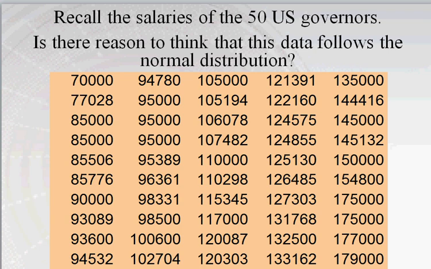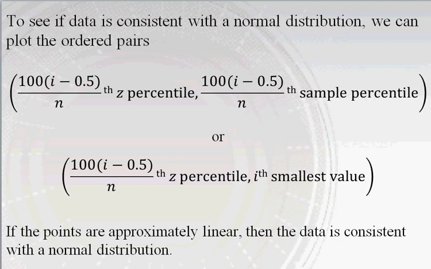The kind of question we'd answer is, here we have 50 salaries of U.S. governors, and the question is, is it plausible to think that the data is approximately normally distributed? Now, clearly there's no physical law that says that the data will be normally distributed, but the question is, is it plausible to model it in this way? The way that we do this is by constructing a probability plot, and the punchline is going to be the line here. The way that we do this is we set up x and y coordinates.